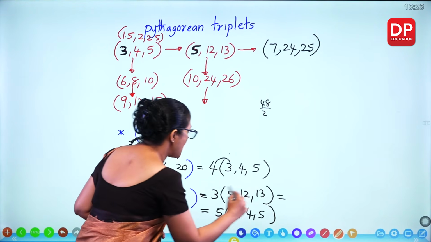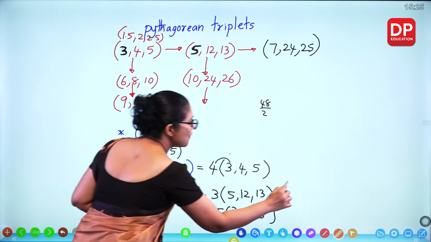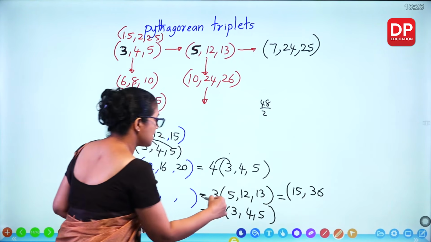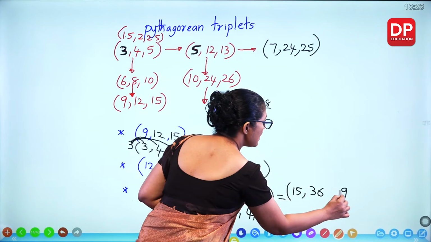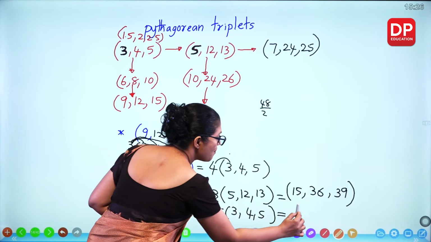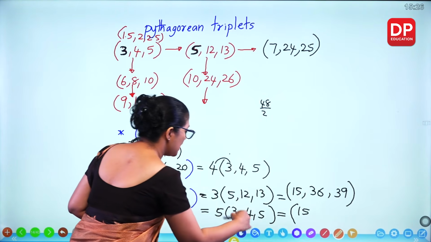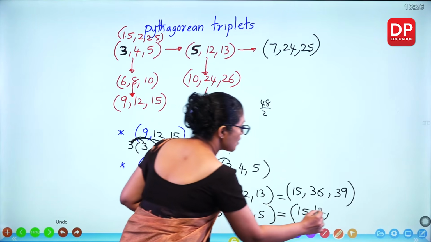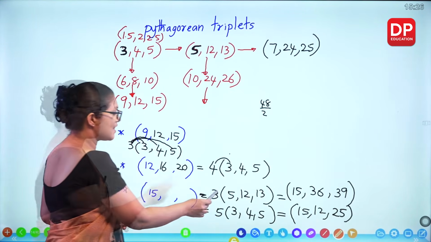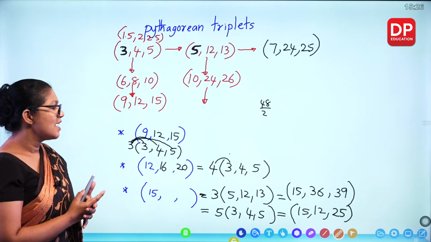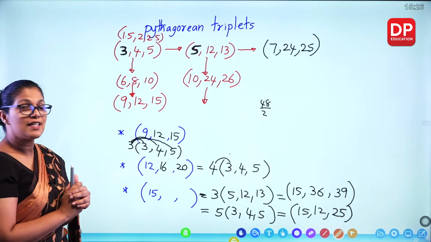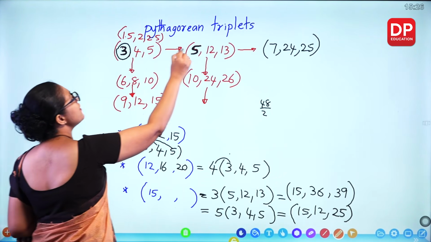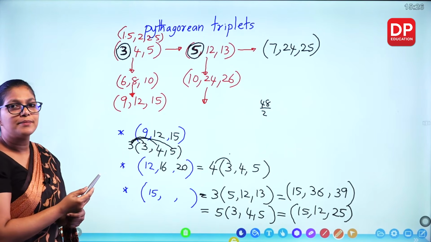Here, when you multiply by 3, you get 15, 36 and 39. Here another triplet you are getting 15, 3 times 4, 12, 5 times 5, 20, 25. So here when you take the different number out, you get different triplets. Now you know how to get all triplets. So make sure keep odd number here to use this method.